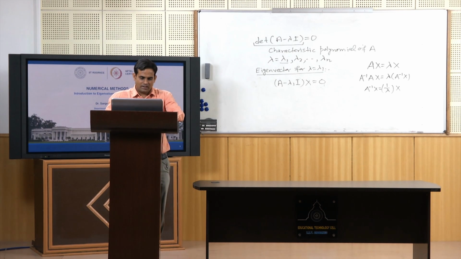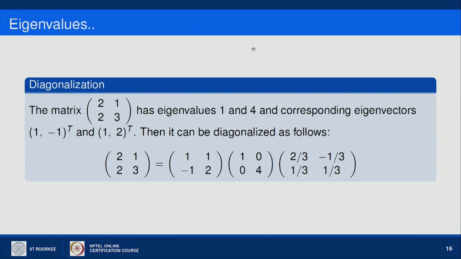For example, if you take the matrix [2 1; 2 3], it has eigenvalues 1 and 4 and corresponding eigenvectors (1, -1) and (1, 2) respectively. Then it can be diagonalized as [2 1; 2 3] equals [1 1; -1 2], which is my matrix P. You can note that I have written the first eigenvector as the first column of P and the second eigenvector as the second column of P, into D.